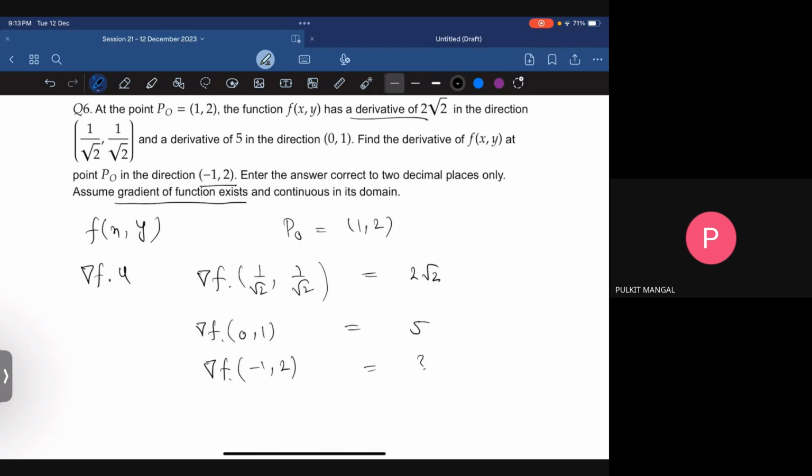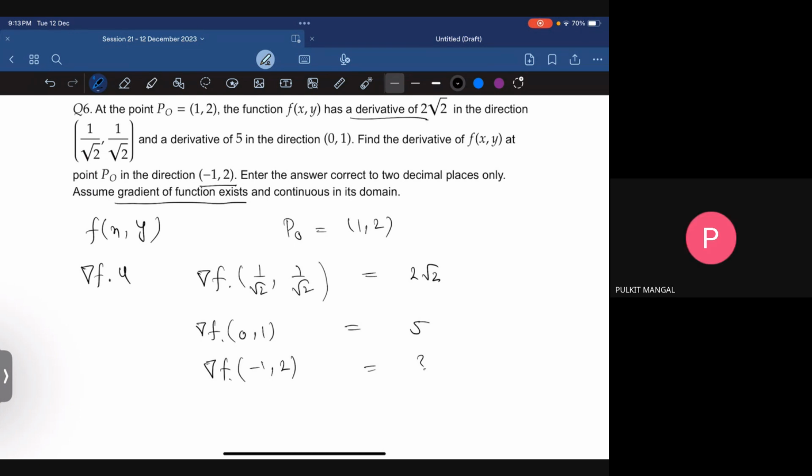So how can we find it? Should we make equations of f of x and f of y? Okay, what equation will you make? f of x into 1 by root 2 and f of y into 1 by root 2, like that. Why do they need to be 1 by root 2? First, read the question carefully.